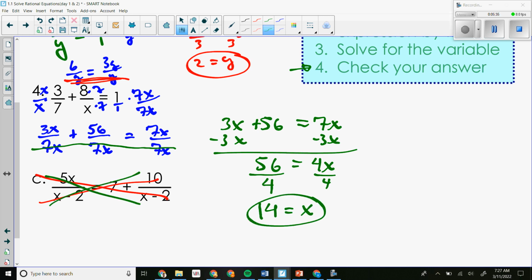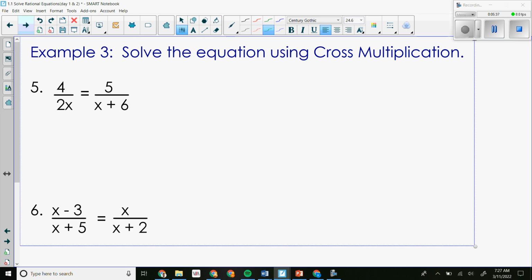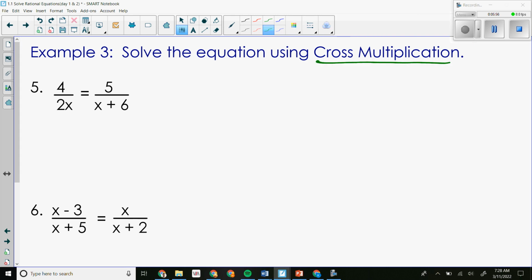Again, we're skipping this problem and going here to number 5 on this page. Number 5 says 4 over 2x equals 5 over x plus 6. Okay, so when you have problems like this where it's only one fraction equals another fraction, this is called a proportion, right? And we solve proportions by using cross multiplication.